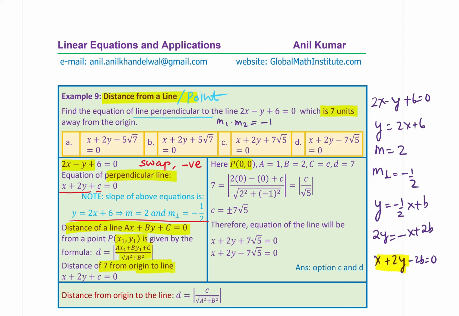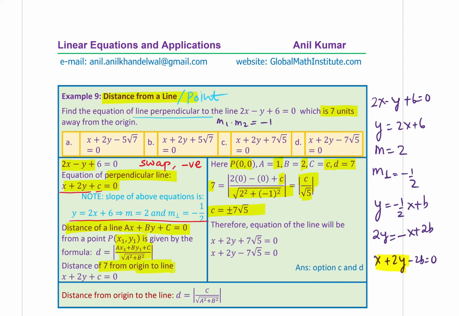And in this formula, since that is the equation, we have a value of 1, b value of 2, c as lowercase c, and the distance is given to us as 7 units. Substituting 7 for the distance given to us, c over square root of a square plus b square, we get the value of c as positive and negative 7 square root 5. Right? Why? Because if we are taking the absolute value, we could choose any one of them. Does that make sense to you? So that is what is meant.